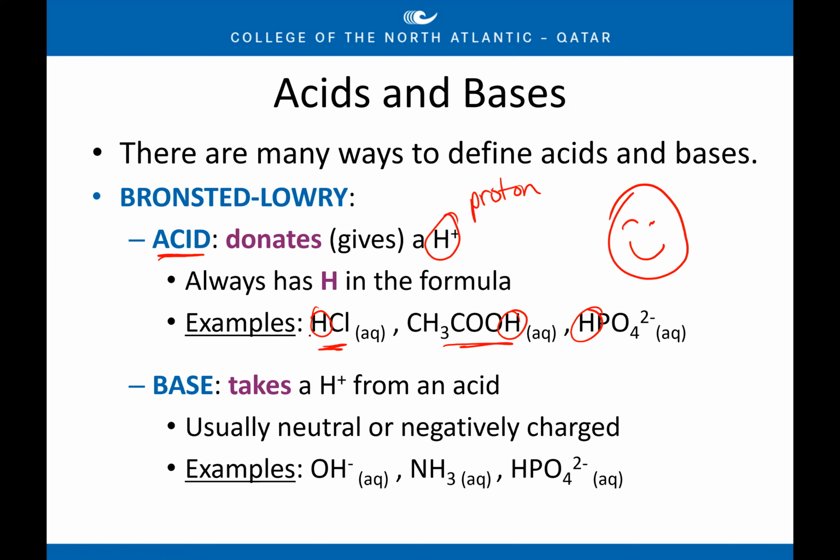Bases are the exact opposite of this. Bases are chemicals that gain a hydrogen. They take a hydrogen. Bases take hydrogens from acids. That's the definition. So acids donate protons or hydrogen. Bases take those protons. Bases are typically negatively charged or neutral ions, or compounds. Bases are a little bit harder to identify, but acids are pretty easy. They start with H.